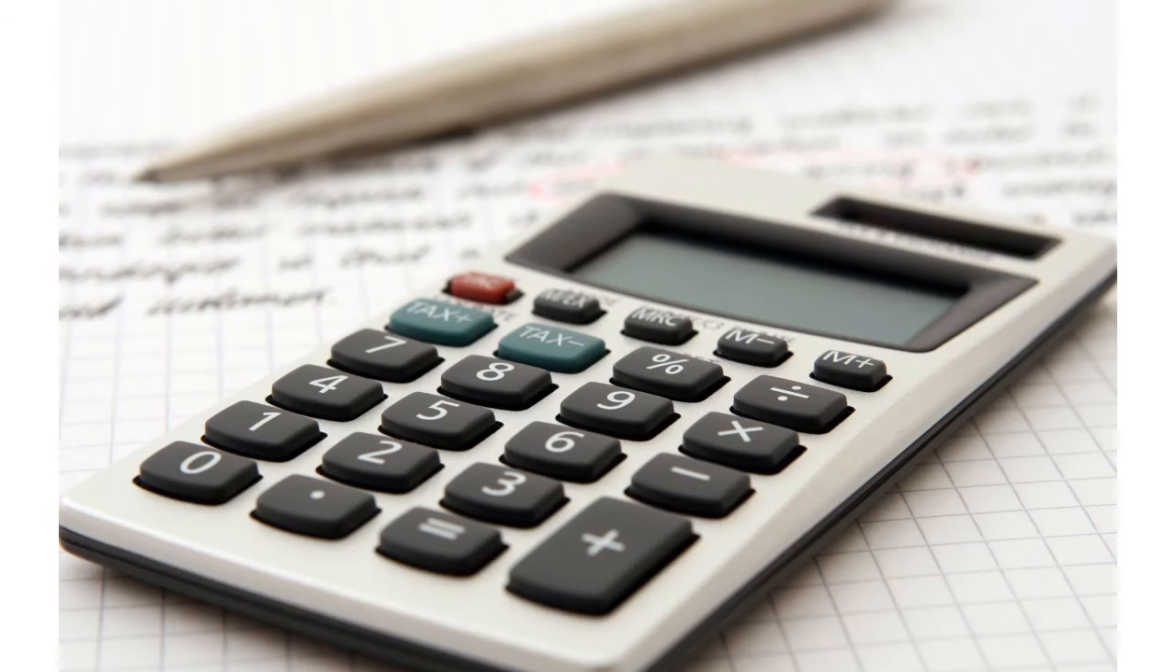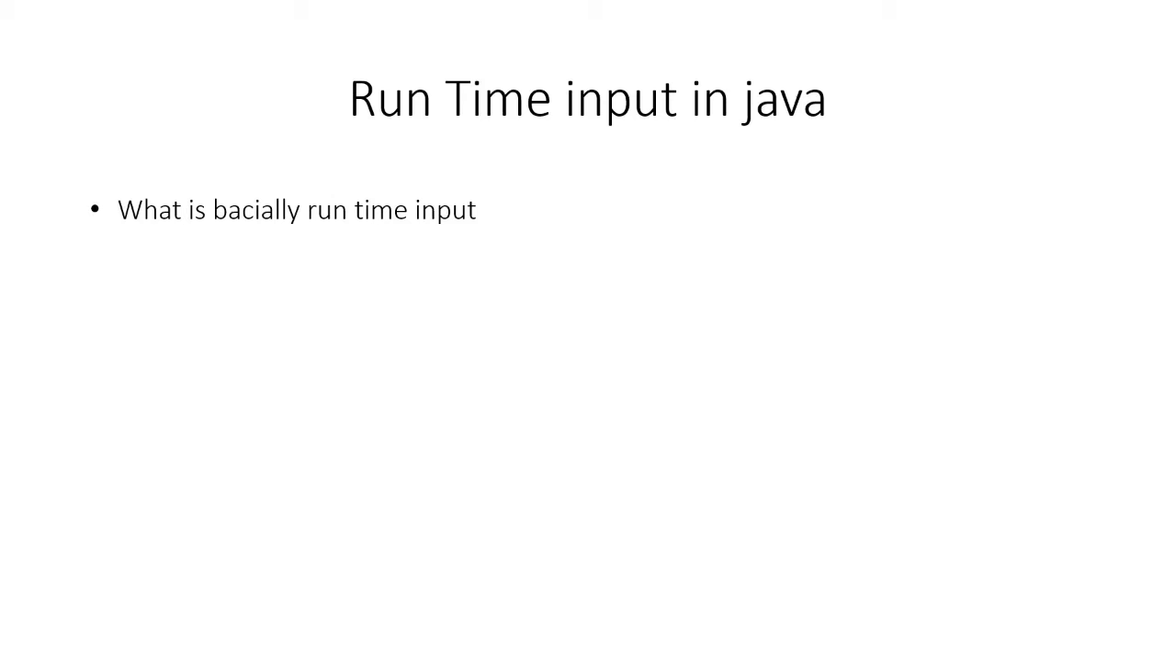So after inputting two numbers, what will the calculator do? The calculator will take those two values from the keyboard into its memory, add the two values and give the output. So what is actually going on here? The calculator takes a value during the running of the addition program. So it means that here also a runtime input is going on.